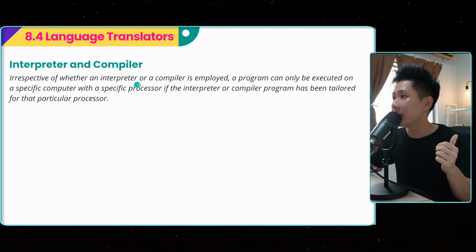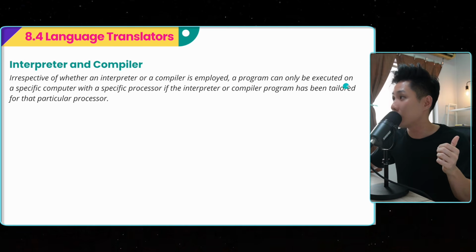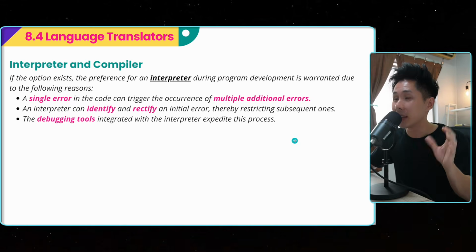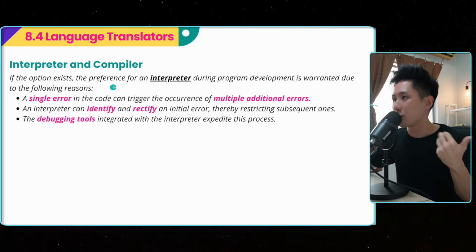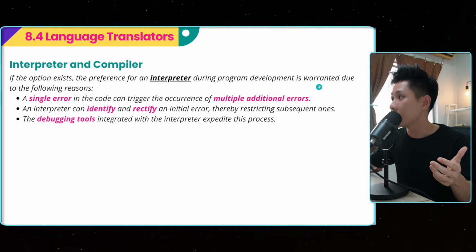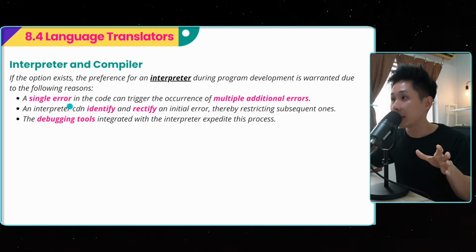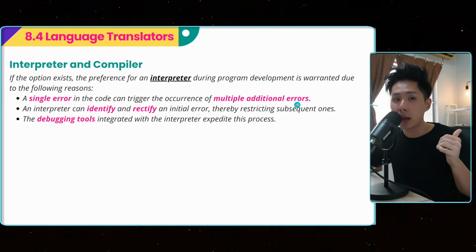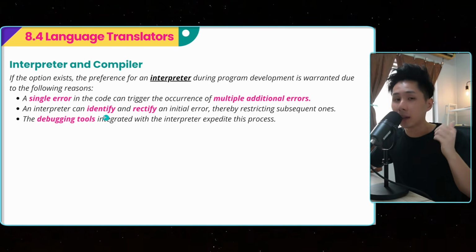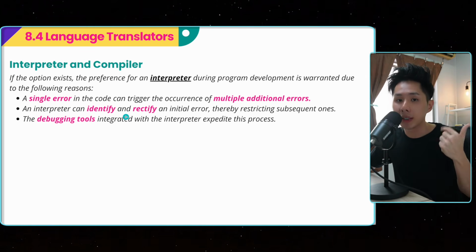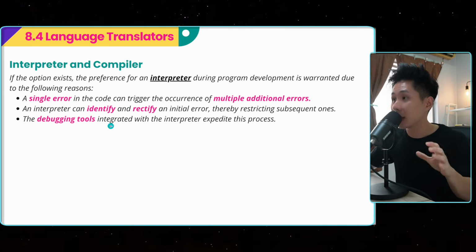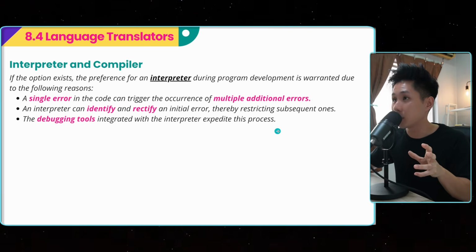So irrespective of whether an interpreter or a compiler is employed, a program can only be executed on a specific computer with a specific processor if the interpreter or compiler program has been tailored for that particular processor. So that's the requirement. If the option exists, meaning if you can choose, the preference for an interpreter during program development is warranted for the following reason. A single error in the code can trigger multiple additional errors, and because of that, you want to identify and rectify errors as soon as possible, which is something an interpreter can do because it interprets code line by line. And the debugging tool integrated with the interpreter expedites this process.